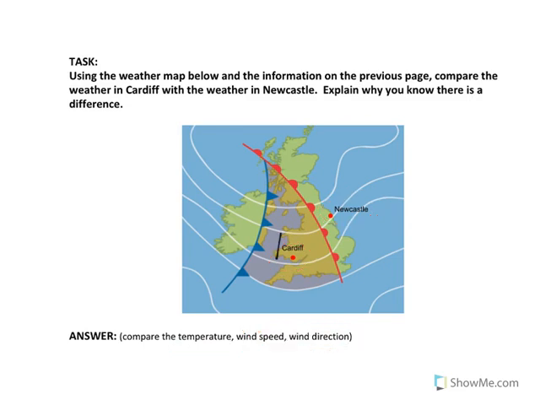To work out wind speed, we need to think about the distance in the isobars. And we can see that in Newcastle, the isobars are closer than they are in Cardiff. And therefore, I would say that the winds in Newcastle would be expected to be stronger. And the evidence for this is that the isobars are closer together in Newcastle than they are in Cardiff. And that would be the explanation.